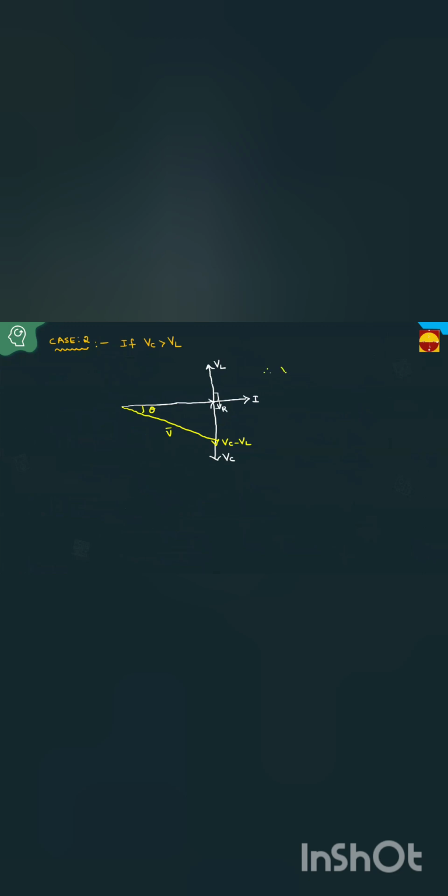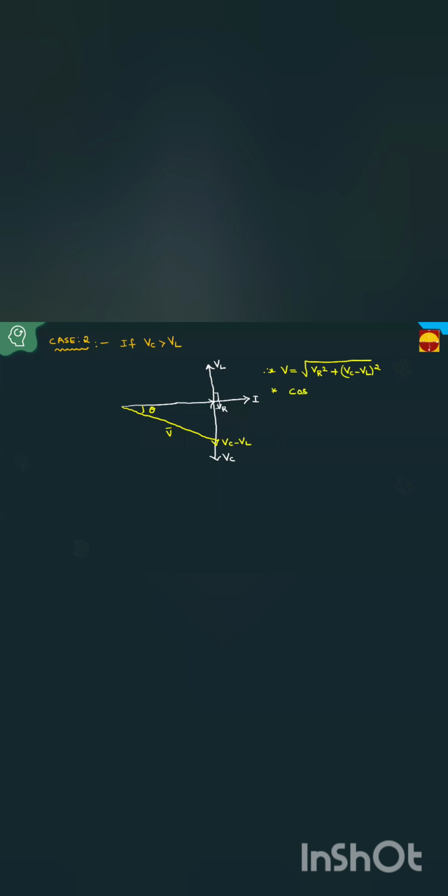Then what about the magnitude of V? How to write? V equal to square root of VR square plus VC minus VL whole square. VC minus VL whole square. This is only how to remember. VR square plus VC minus VL whole square.